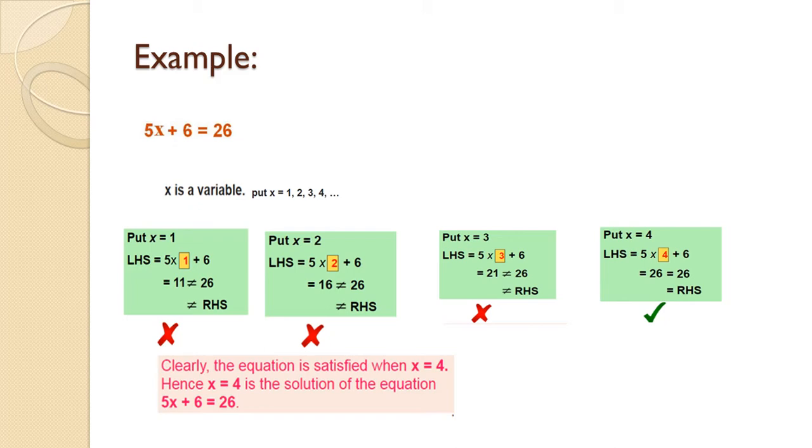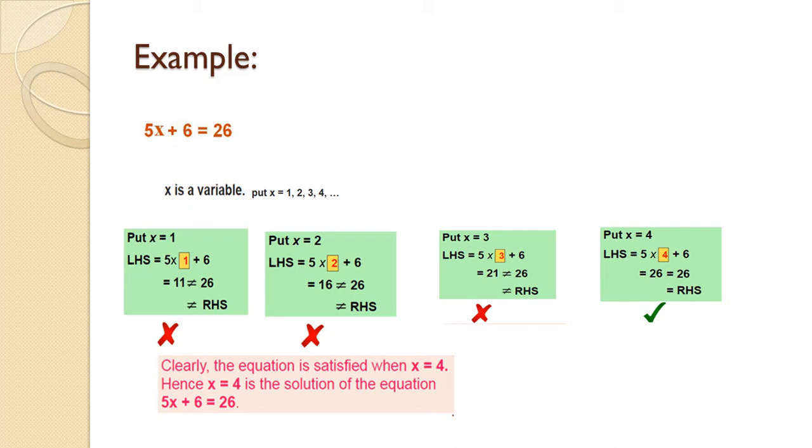Now let us take an example here. I have taken 5x plus 6 is equal to 26. So let us check whether x is equal to 1 is the solution of this equation. So I have substituted here x is equal to 1. That is 5 into 1 plus 6, I will get the answer as 11, which is not equal to 26, which is the RHS of this equation. So that shows that x is equal to 1 is not the solution of this equation.